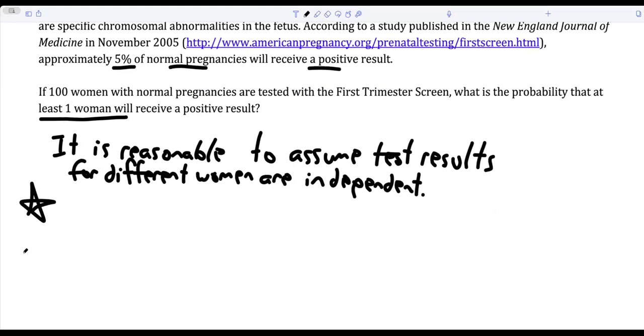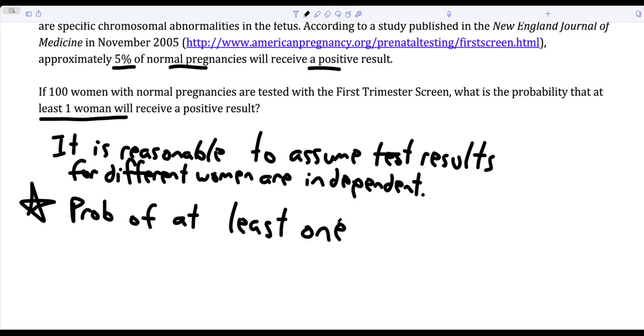The probability of at least one is 1 minus the probability of none.